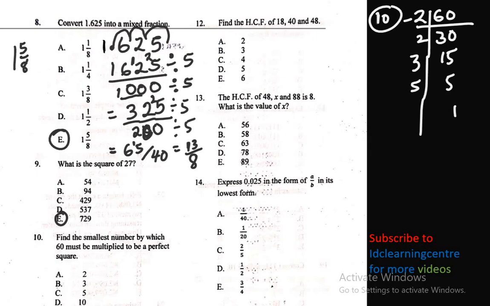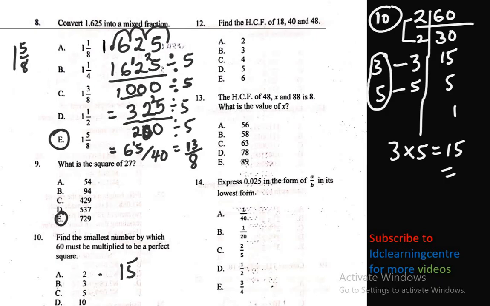As you can see, 2 is a square. 3 needs another 3 for it to be complete, and 5 needs another 5 for it to be complete, to be a square. So what we need to make 60 a perfect square is 3 and 5. So our answer will be 3 times 5, which is equal to 15. So among the options we have, the right option is E, which is simply 15. That's option E.